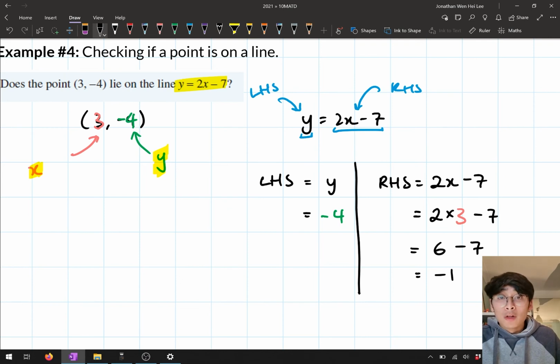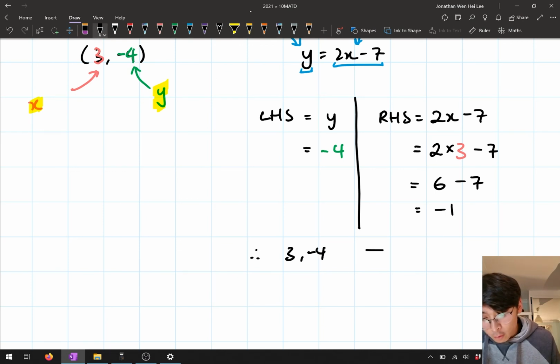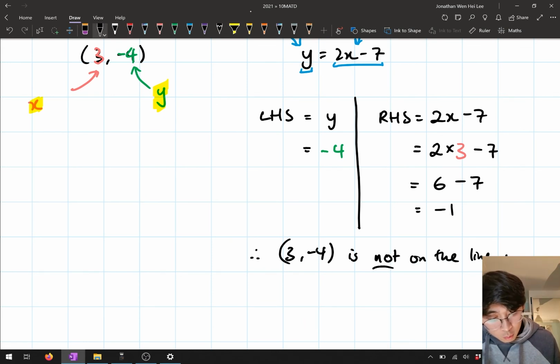Now that I've done that, I want to check what these two values are. On my left-hand side, I have -4, and on my right-hand side, I have -1. If I put this back into my equation, it would look like -4 is equal to -1. Now, I'm not sure about you, but -4 and -1 are not the same number. So because these are not the same value, therefore, (3, -4) is not on the line y is equal to 2x minus 7.